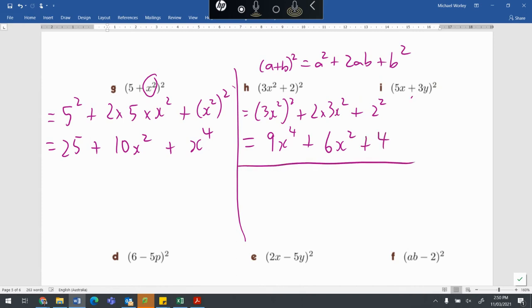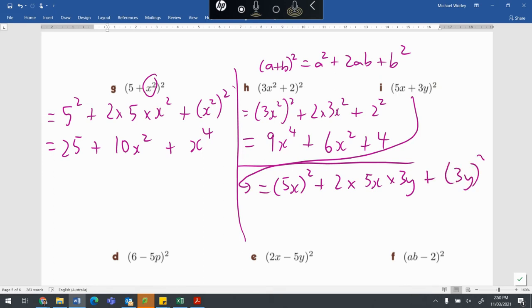Nice. All right, I'm going to do this one here. I've got a bit more room. All right, 5x squared plus 3y all squared. Best to put it in brackets.